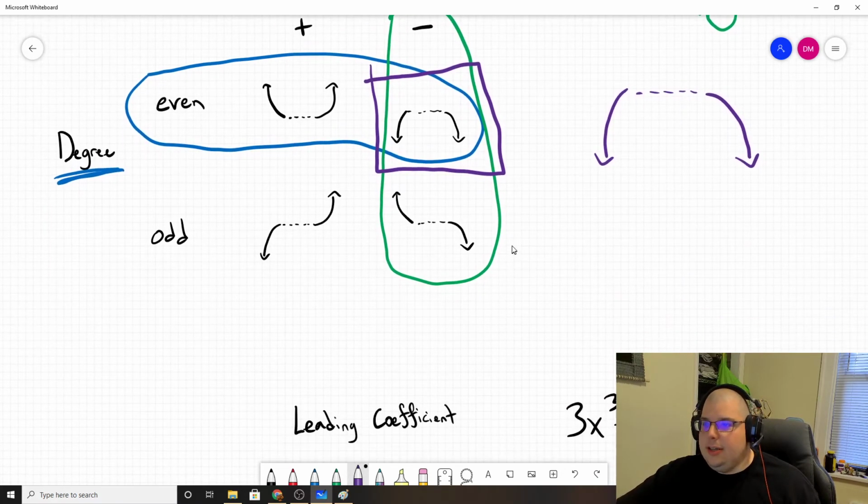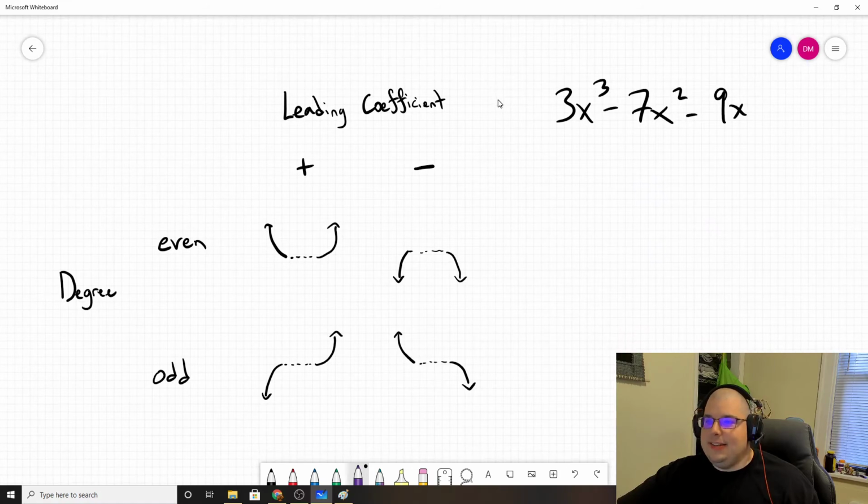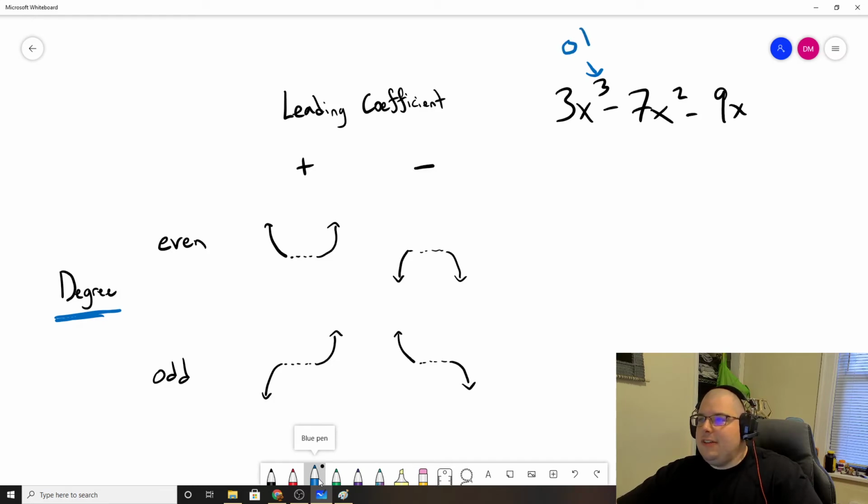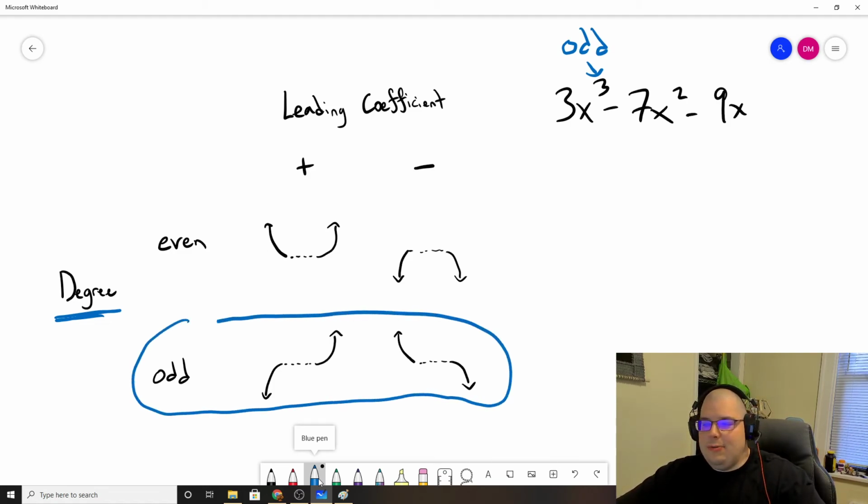Last question, moving on: find the end behavior of 3x cubed minus 7x squared minus 9x. First things first, the degree being even or odd, we've got to find the degree. The degree is the largest exponent, which is this 3. And 3 is definitely an odd number. It's not divisible by 2. So I'm looking at the odd degree row now. Those are the only places I'm going to be able to find my answer.